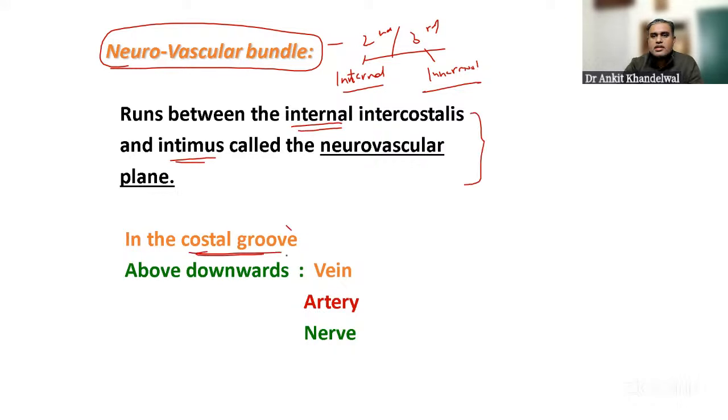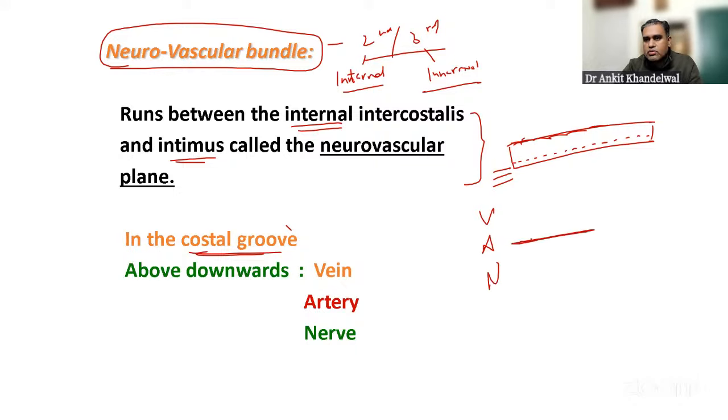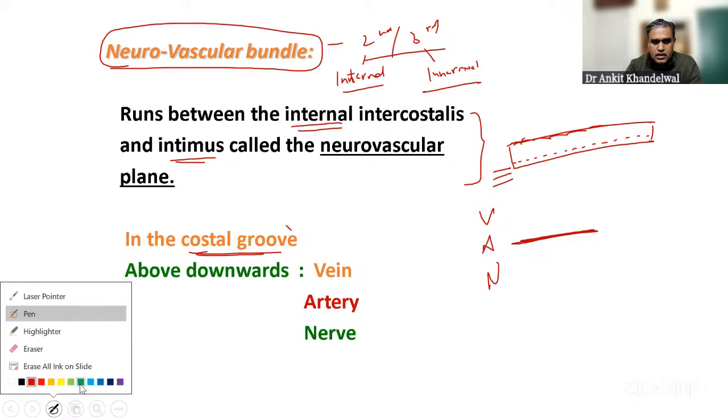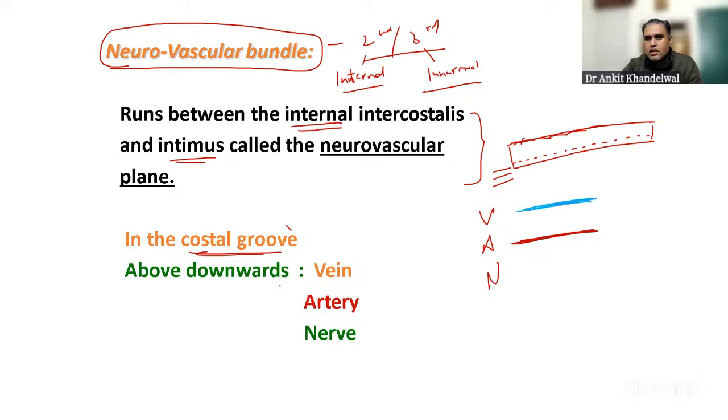In the costal groove, as I told, the upper border of the rib is smooth, and the lower border is sharp. Inside this lower border is the costal groove. We have the neurovascular bundle, arranged in the order of vein, artery, nerve. Remember to color the artery red, the vein blue, and don't forget to color the nerve yellow. This is the arrangement of the structures inside the costal groove. This is the intercostal vein, this is the intercostal artery, that is the intercostal nerve over here. Am I clear? Neurovascular bundle, very important.